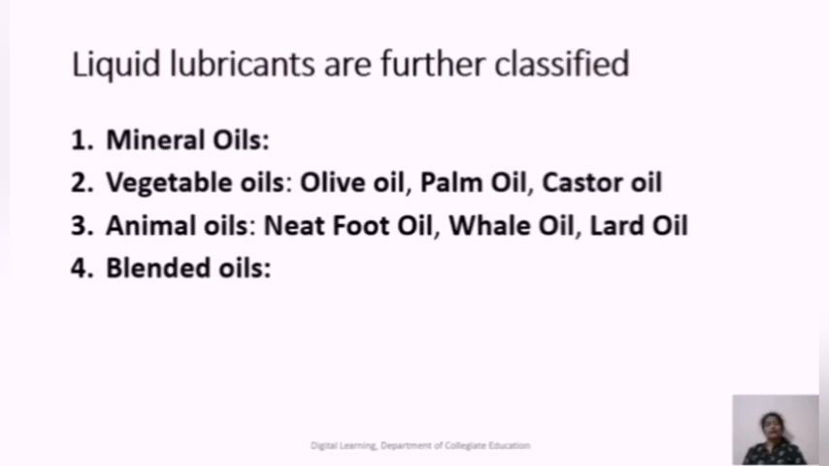And the fifth one is synthetic oils. These are chemically prepared compounds. When mineral oil fails to work, then synthetic oils are used. They are used in jet engines, rocket motors, submarines, etc.